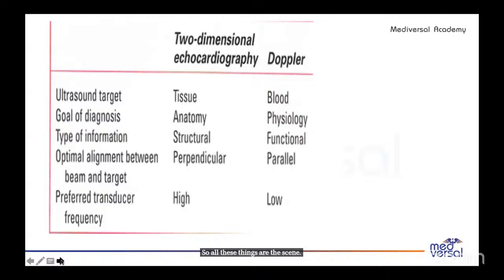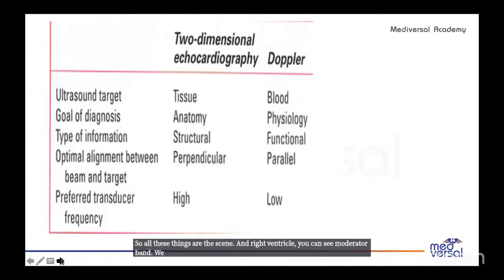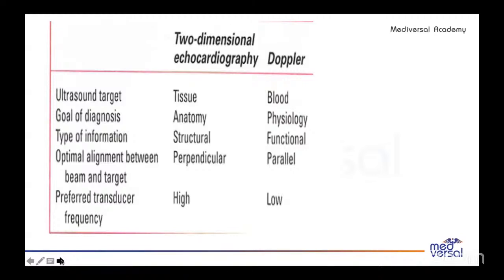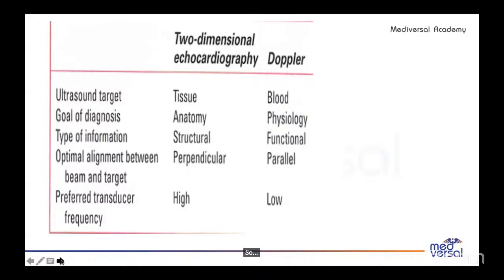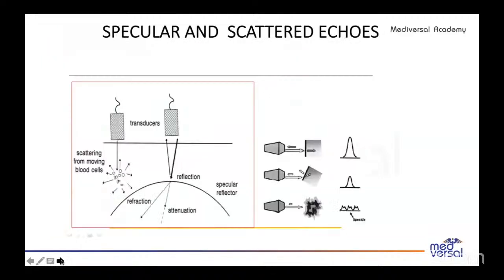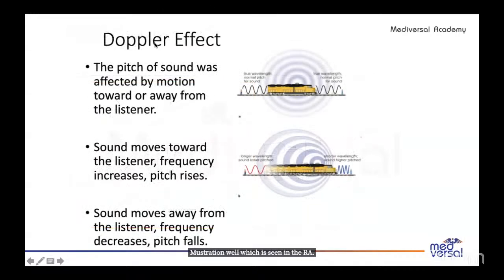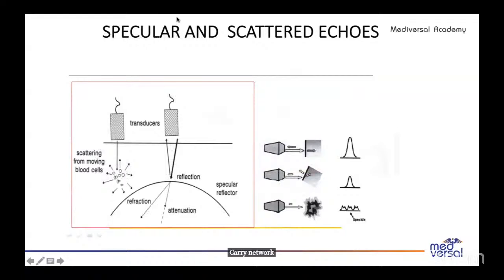In the right ventricle, you can see the moderator band. We told you initially also about muscle bundles, trabeculations, catheters. In the left ventricle, you can see the false cords, papillary muscles, trabeculations. In the aorta, you can see the brachiocephalic vein, innominate veins. So this is how the ventricle looks like. The Eustachian valve is seen in the RA. The Chiari network is seen in the RA.